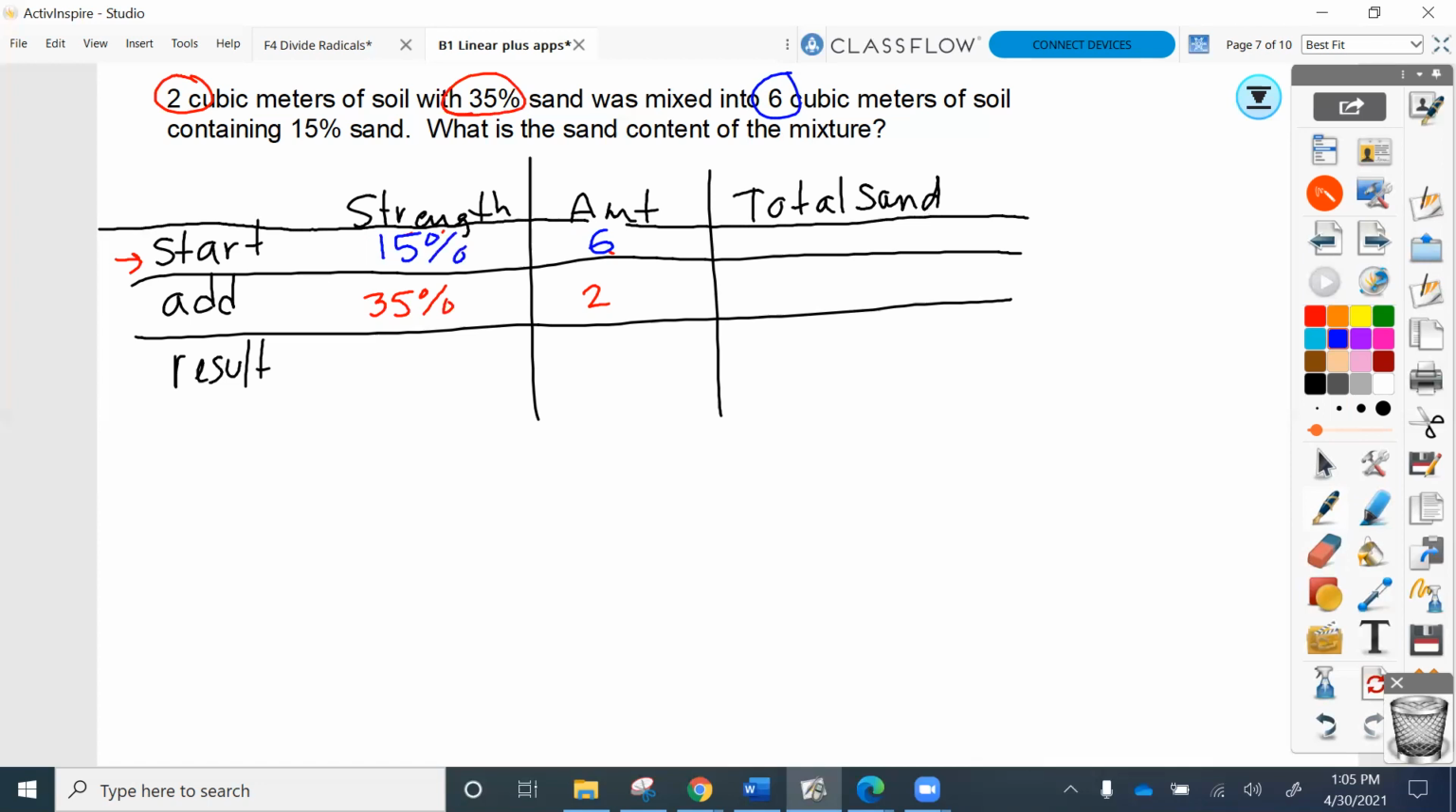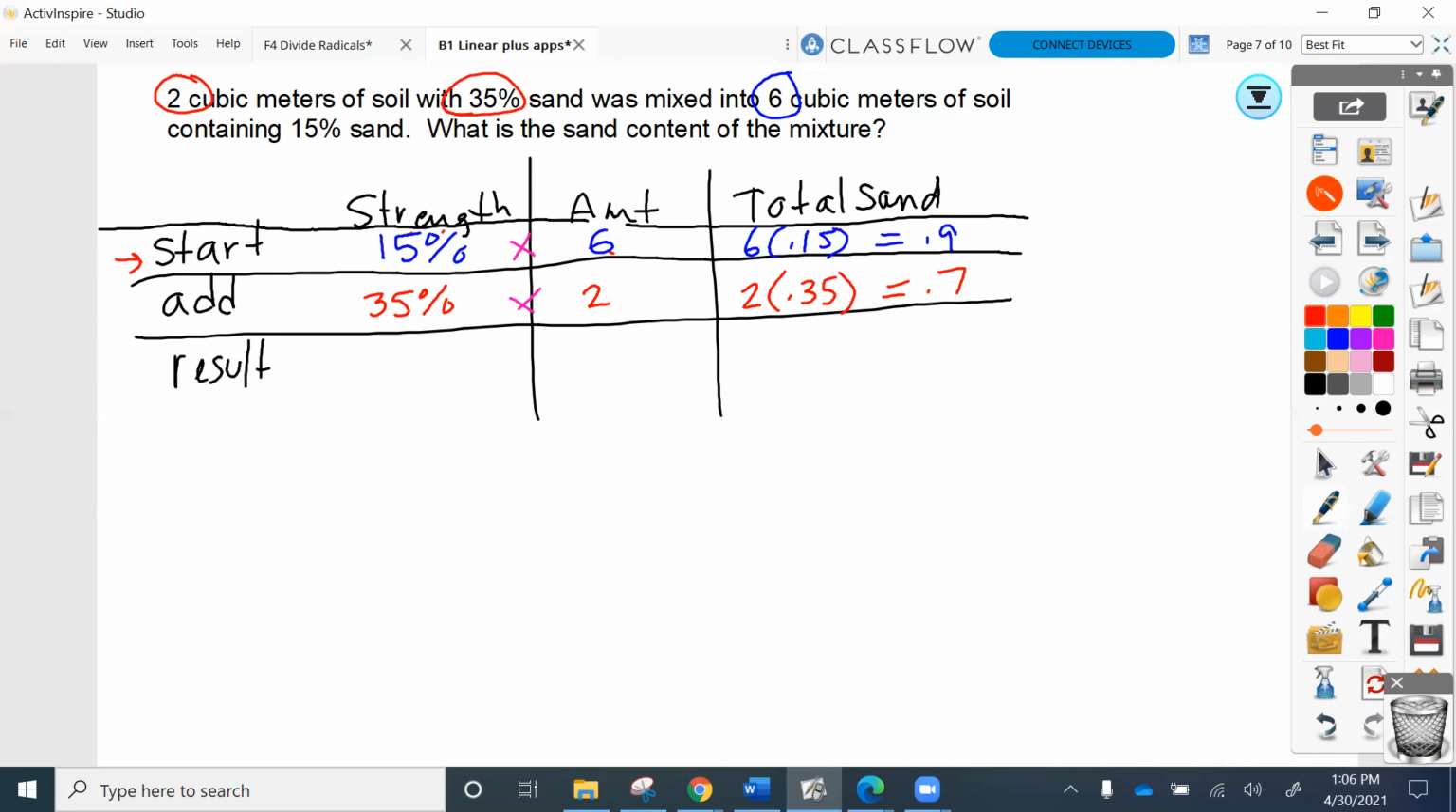So the total sand is going to be, you're going to just multiply straight across. So you'll get 6 times 0.15. And here you'll get 35 times 2, 0.35, I mean. So the starting was equal to 0.9 cubic meters. And the 2 cubic meters ends up being 0.7.